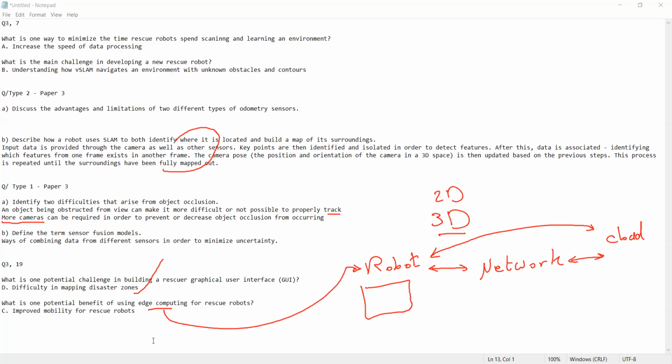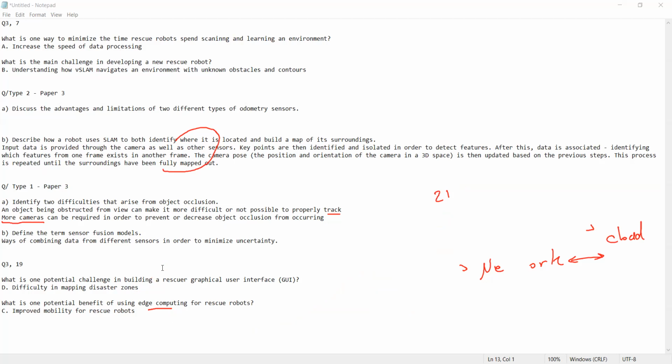Okay. Can you continue the remaining questions? The other ones aren't paper 3 questions, but do I just answer them anyway? Yeah, definitely. Okay.